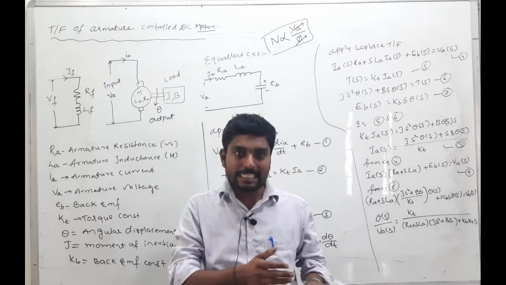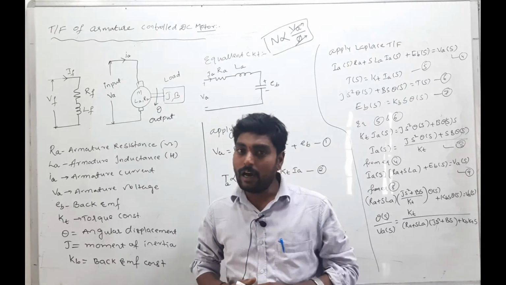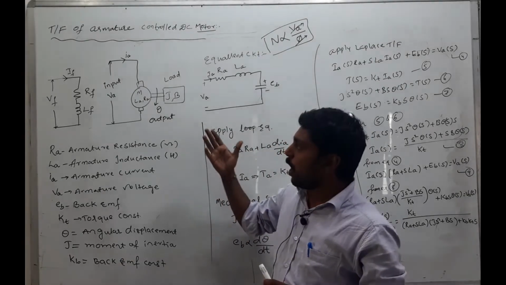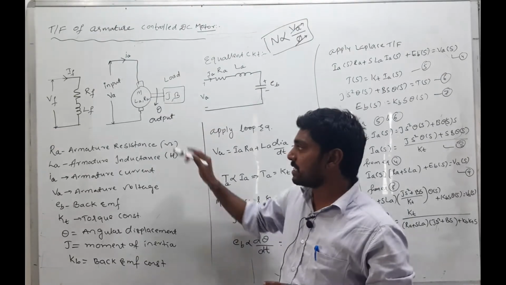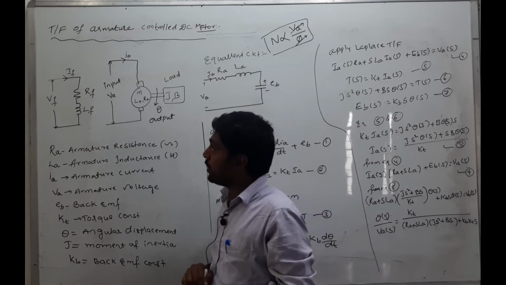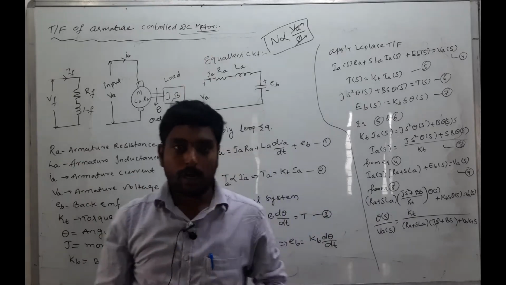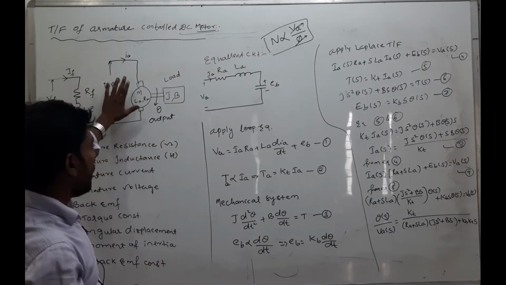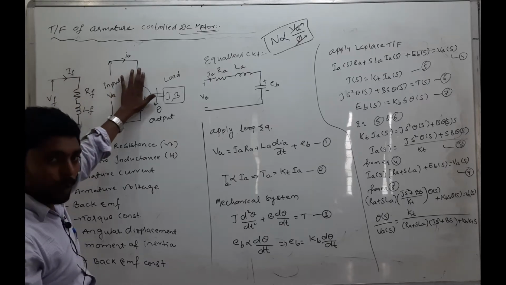Coming to the mechanical system, here we consider the motor shaft. Okay? Here the output is produced with the help of the angular velocity. Okay? Angular displacement is theta. In order to get the transfer function of the armature control DC motor, we consider a simple circuit. This is the field winding. Next, this is the armature winding circuit.